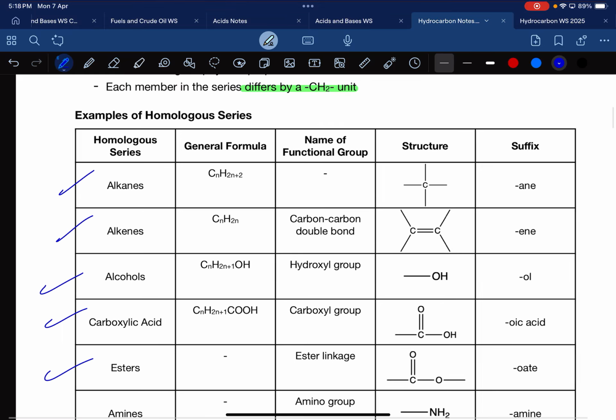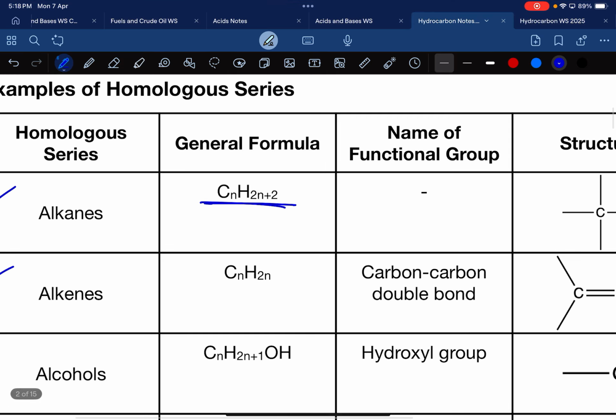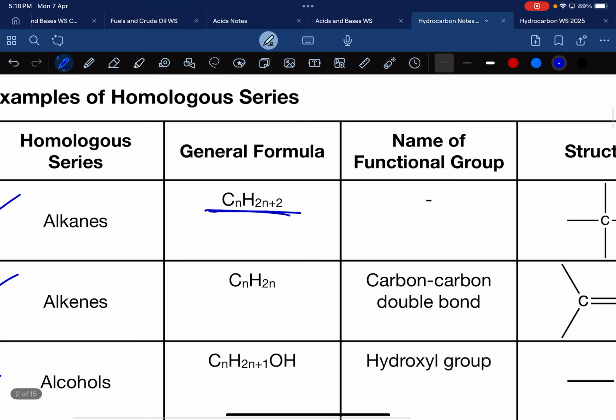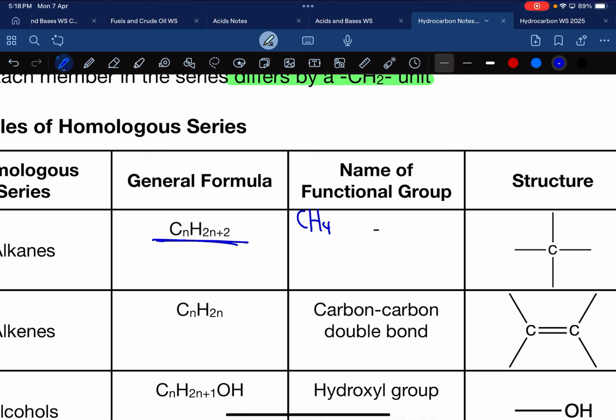Now, let's talk about general formula. The general formula CnH2n+2 is for your alkanes. In other words, every single compound that I can classify as an alkane will follow this formula. For example, methane, where n is 1. I can also have ethane, where n is 2, C2H6. Or I can have n is 3. Kalista, what is the formula for n is 3? C3H8. Agreed. C3H8. This is propane.